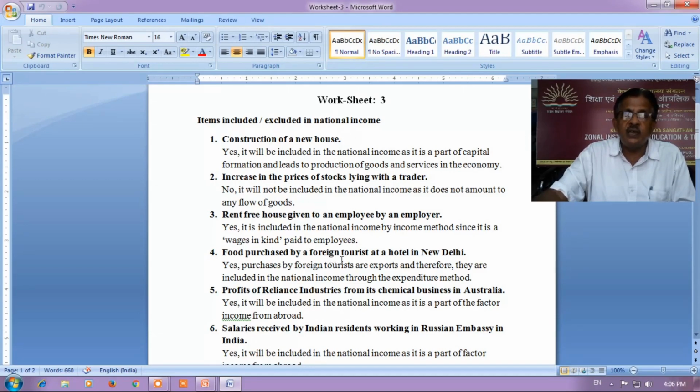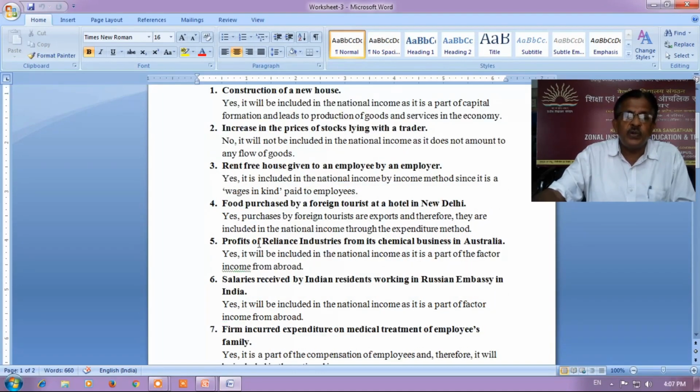Food purchased by a foreign tourist at a hotel in New Delhi. Yes, purchases by foreign tourists are exports and therefore they are included in the national income through the expenditure method. Profits of Reliance Industries from its chemical business in Australia. Yes, it will be included in the national income as it is a part of the factor income from abroad. Salaries received by Indian residents working in Russian embassy in India. Yes, it will be included in the national income as it is part of factor income from abroad.